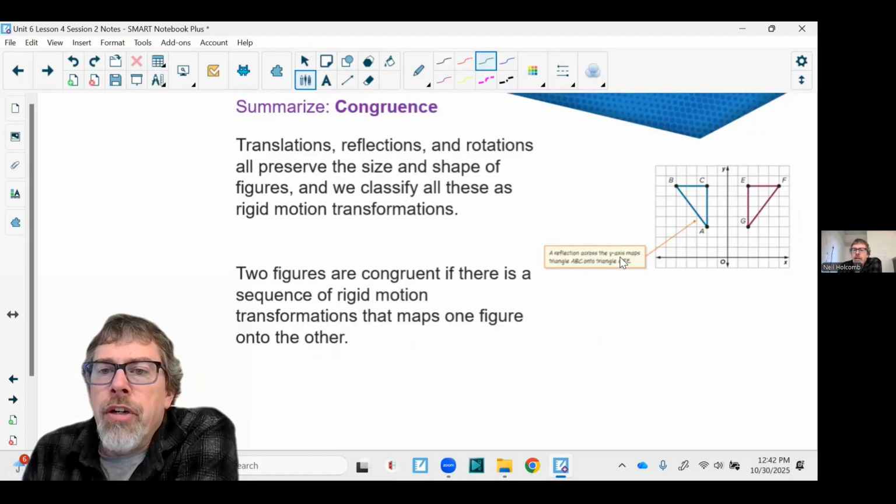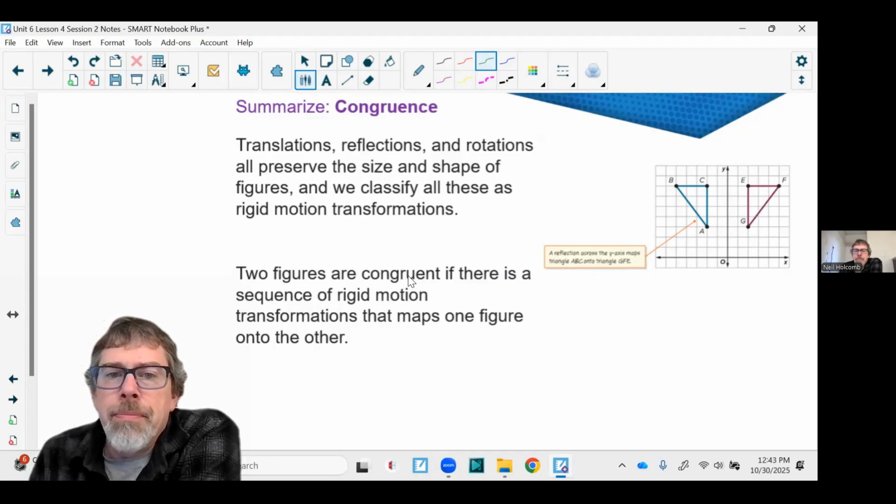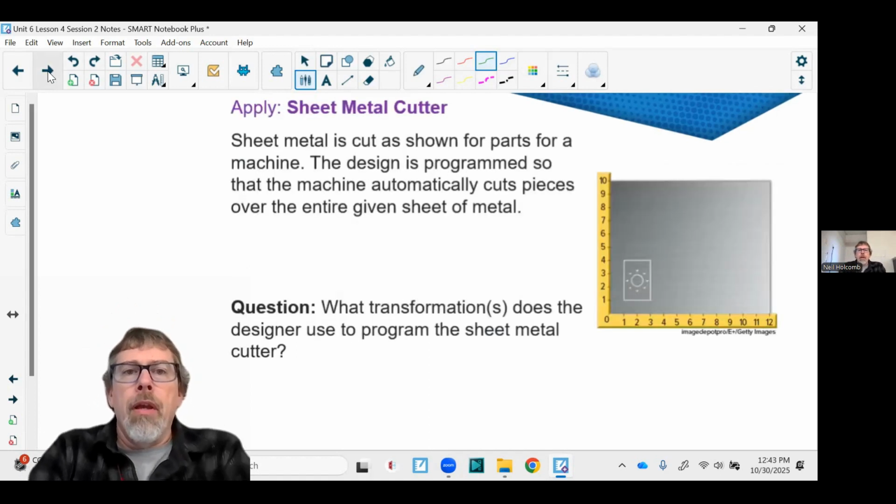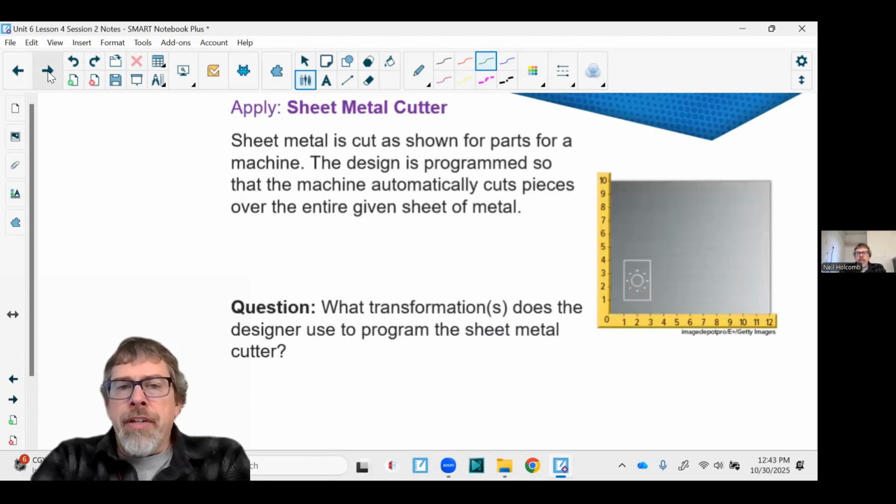this is a reflection across the y-axis, maps triangle ABC to triangle GFE. So A goes to G, and the letters have to be in the right order. A goes to G, B goes to F, C goes to E. Okay? So that is a reflection across the y-axis. All right? So let's apply this information.